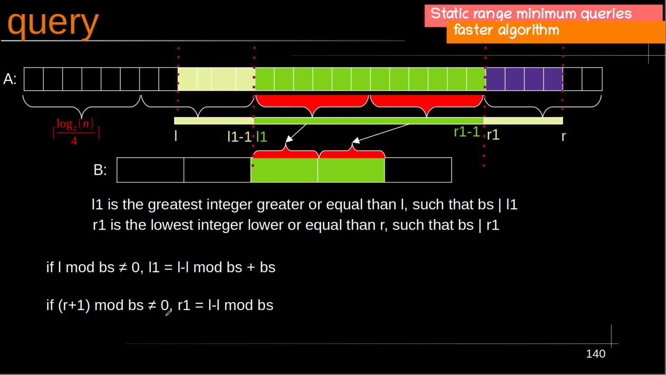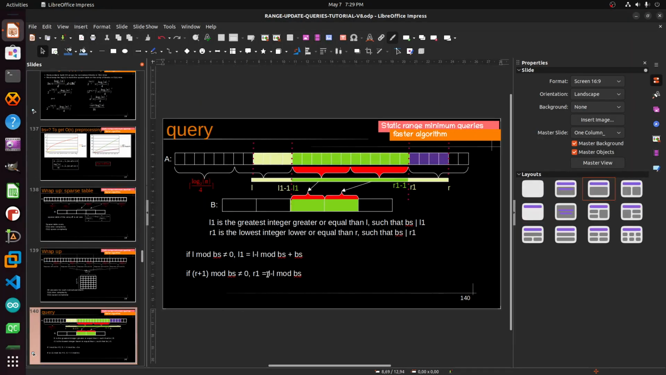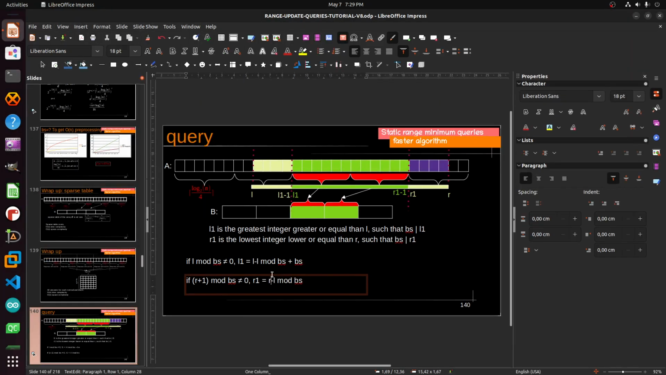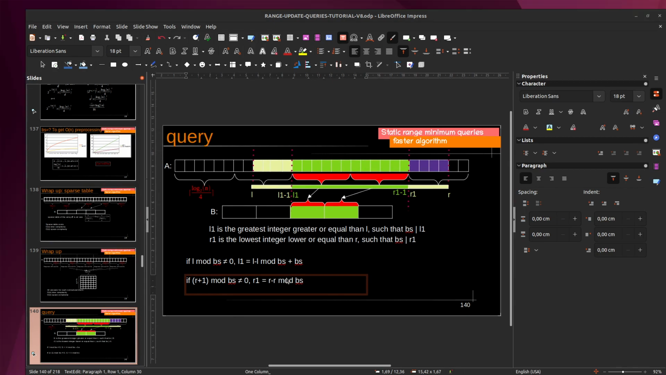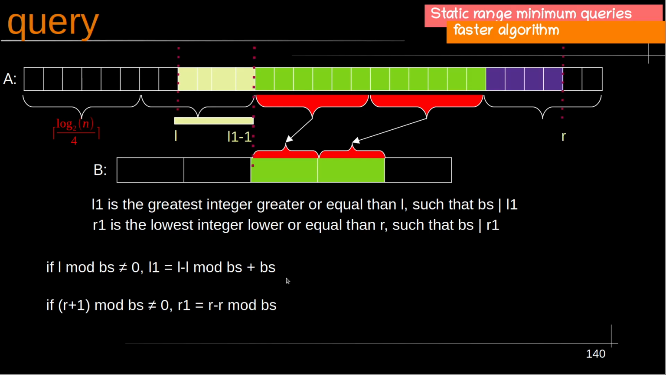Okay, so in that case, we will do the same for R1: R minus R mod BS to get the start of the current block, which means the first integer lower than R divisible by BS.